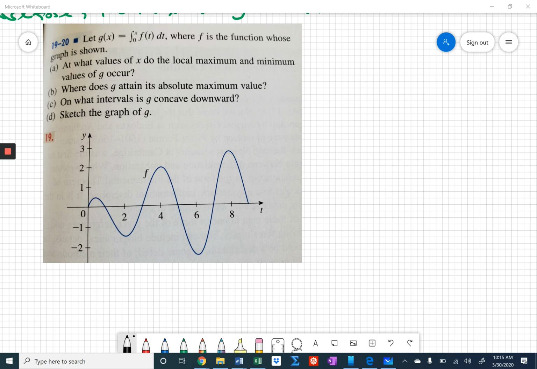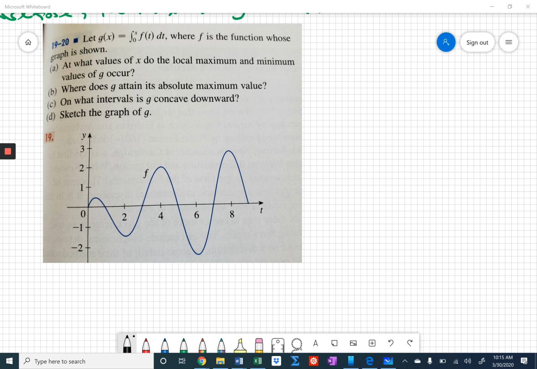Let's try some more examples here. This is out of the textbook, or at least an older version of the textbook. Let g of x be the integral from 0 to x of f of t dt, where f is the function whose graph is shown. And I've got some questions to ask. I'll probably let you guys do the sketch for part D, but let's work on the other stuff.